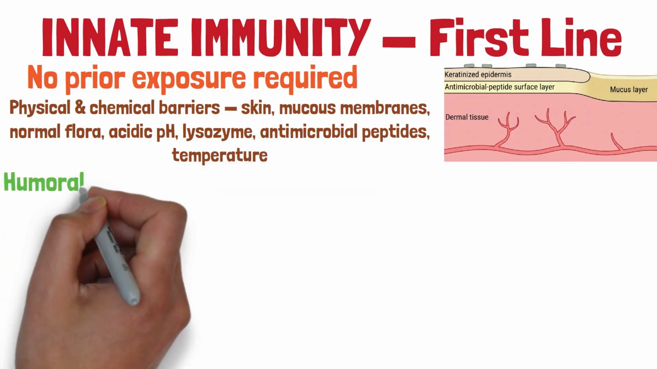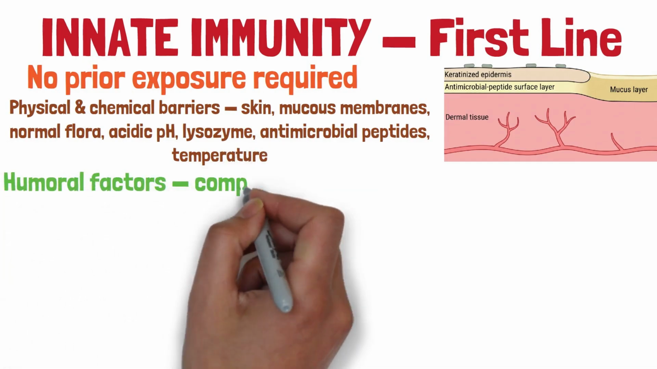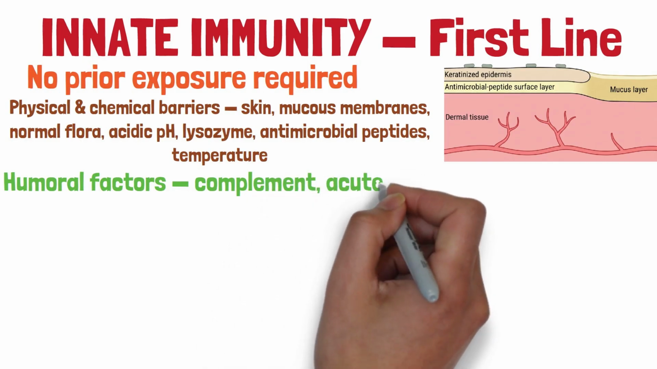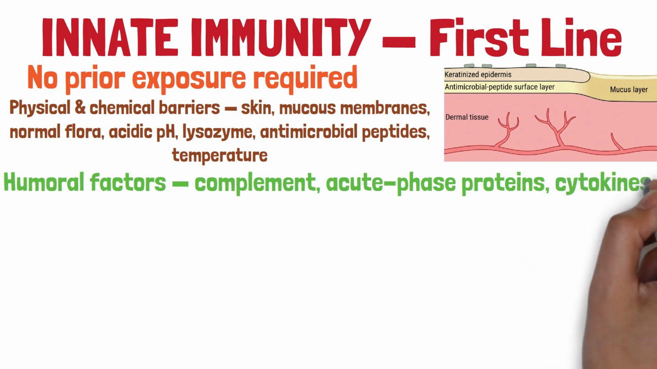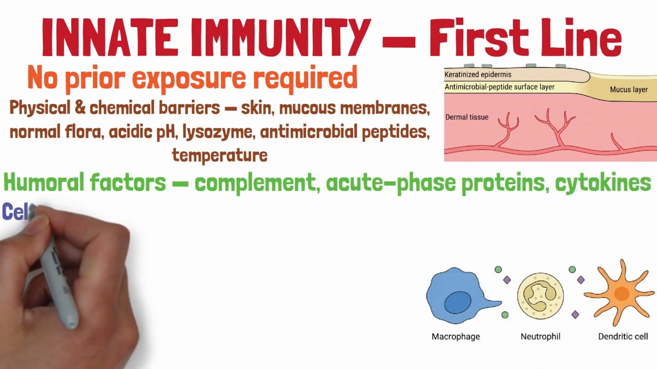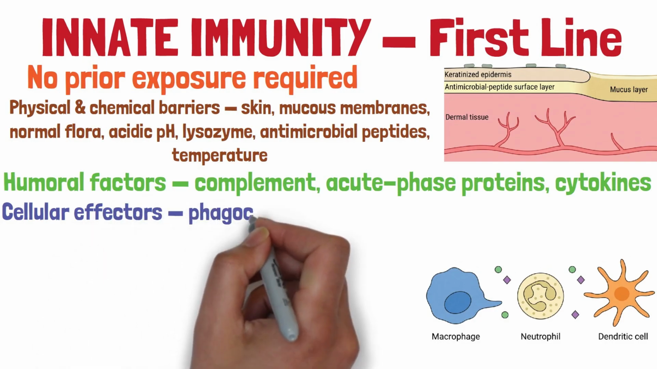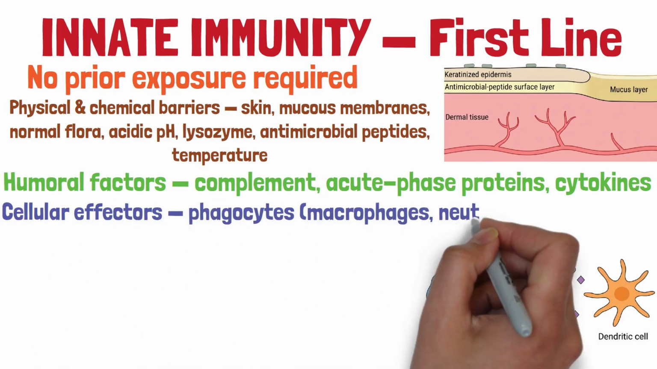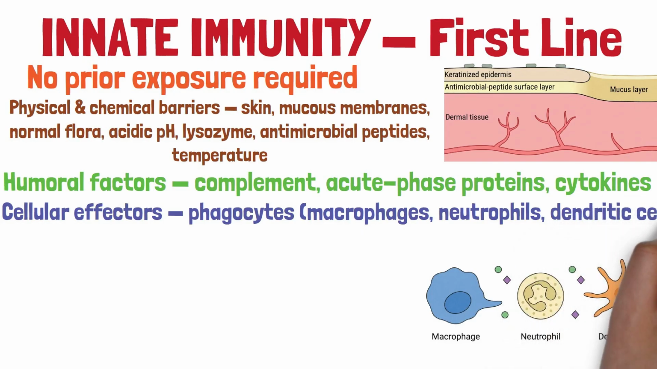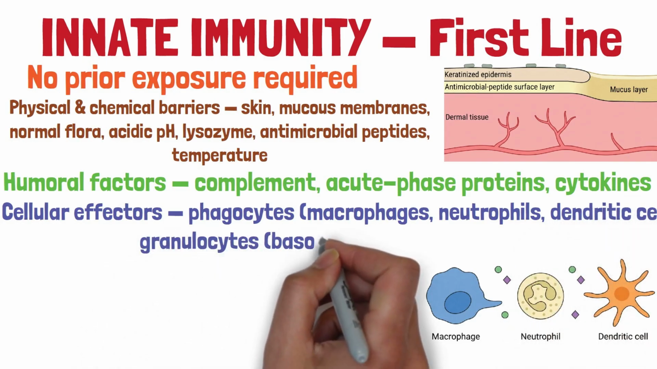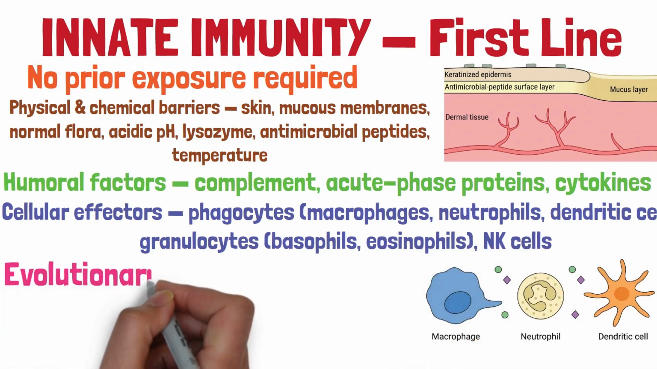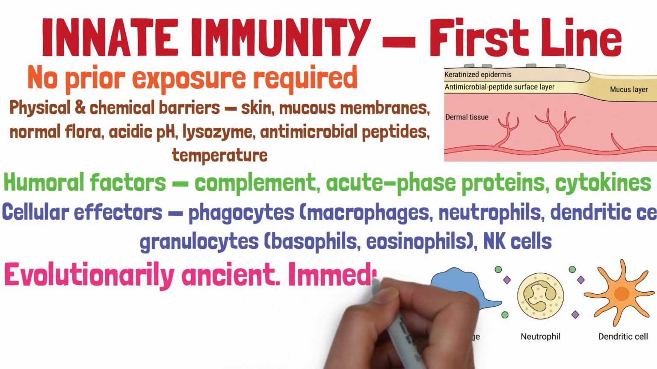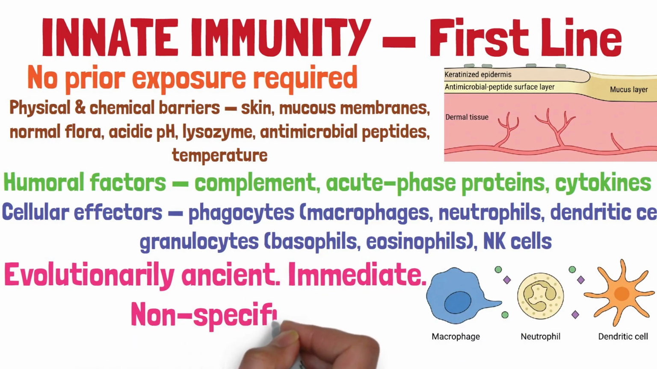On top of those barriers, you've got humoral factors circulating in the blood: the complement system, acute phase proteins, and cytokines that recruit inflammatory cells to the site. And finally, the cellular effectors: phagocytes like macrophages, neutrophils, and dendritic cells, granulocytes like basophils and eosinophils, and natural killer cells that patrol for infected or abnormal cells. Put all of that together, and you get a system that's ancient, immediate, and nonspecific. It reacts to categories of danger, not individual pathogens.